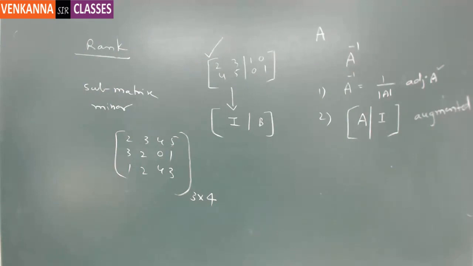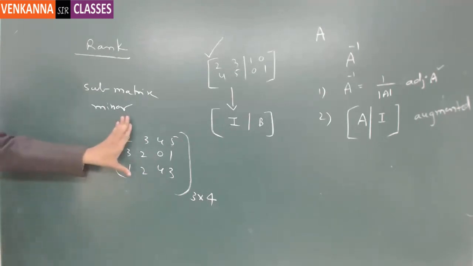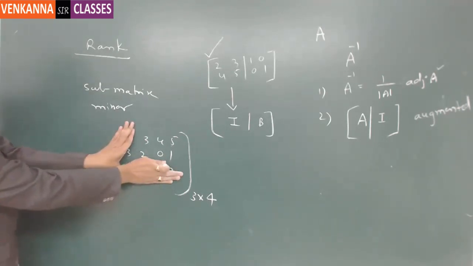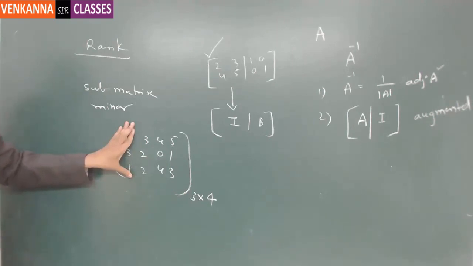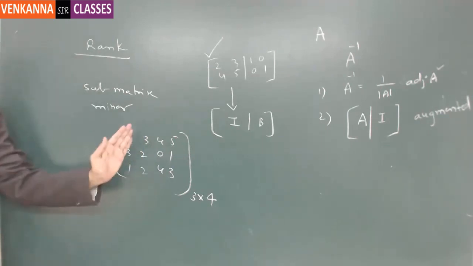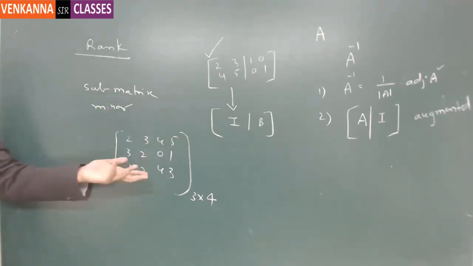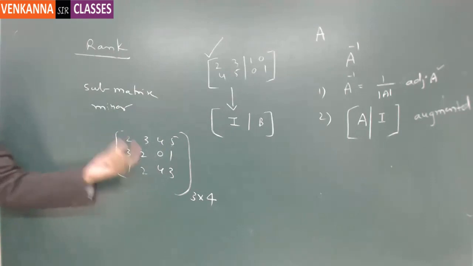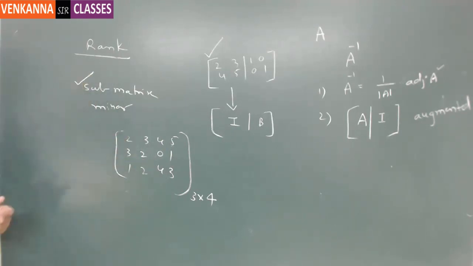Now, a submatrix is nothing but, in this matrix, you can remove some rows or some columns or both. So if I have removed this row and this column, this is a submatrix. If I have removed only the first two rows, it is also a submatrix. So excluding some rows or some columns or both, the resultant matrix is called a submatrix. Is it clear? What is meant by submatrix?